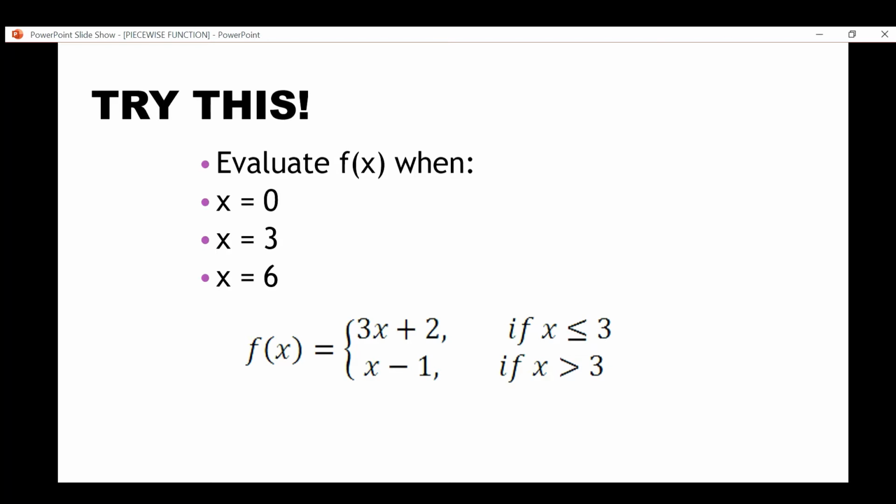Try it. Let's try again. So, when x equals 0, x equals 3, x equals 6, evaluate using this function. Okay? You can pause the video and answer it on a sheet of paper.